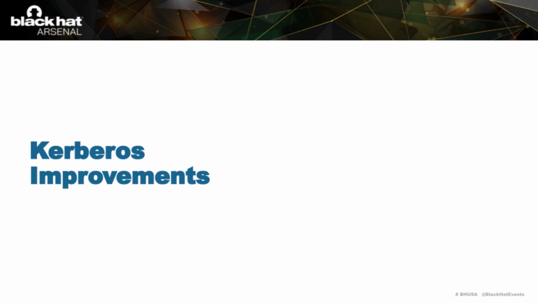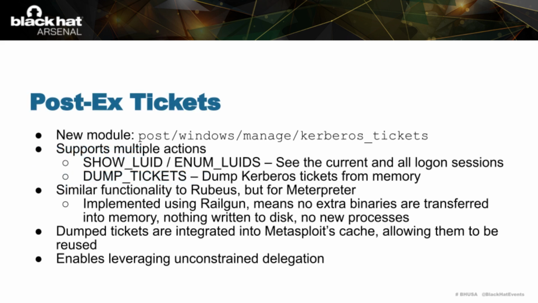One of the first up is a new post module which allows exploitation and exfiltration of tickets on a compromised Windows host. Once you have compromised a host and you have a Meterpreter session running on it, you'll be able to utilize this post module. It has a number of actions that allow you to check the logon sessions and the current logon session. With that information, you're able to dump the Kerberos tickets from memory. This might seem very similar to Rubeus functionality, but this is integrated into Meterpreter, and the idea is generally the same and built on the research that originally came out in Rubeus.